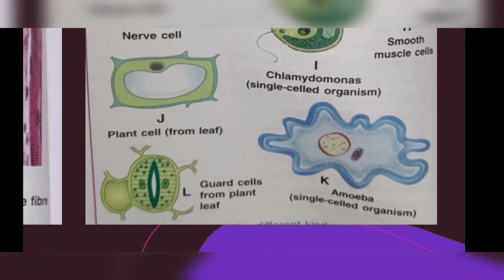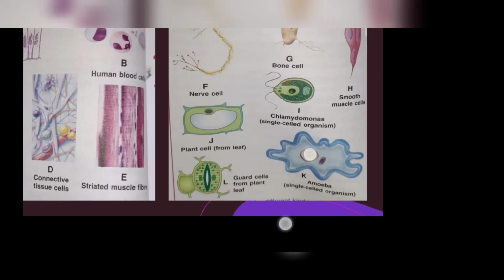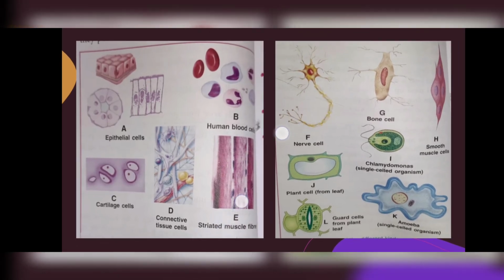Okay, now amoeba is a single celled organism. I told you amoeba is a single celled organism, and this is the only cell present in amoeba, and it is like a bacteria. Okay, so yeah, these are the shapes of the cells present in our body or in the plant cells. So now let's go to the another topic of our today's video.